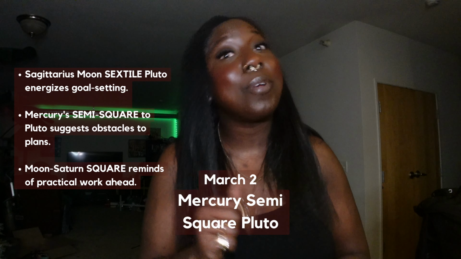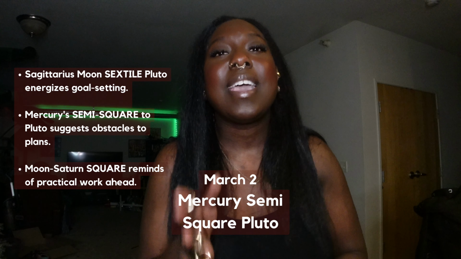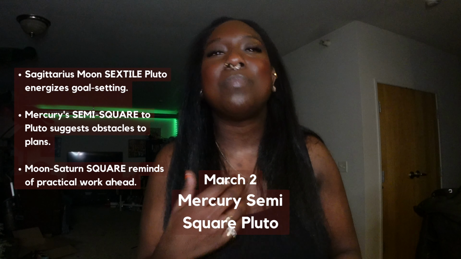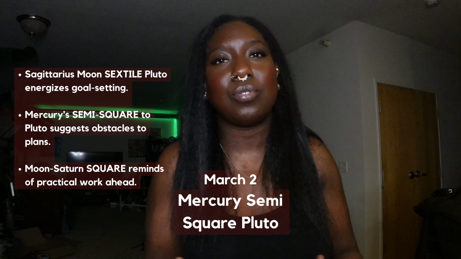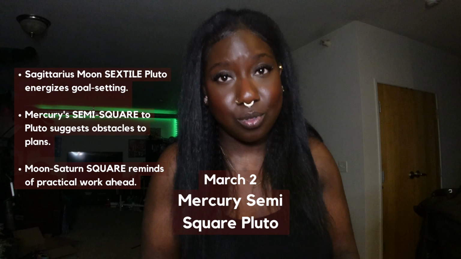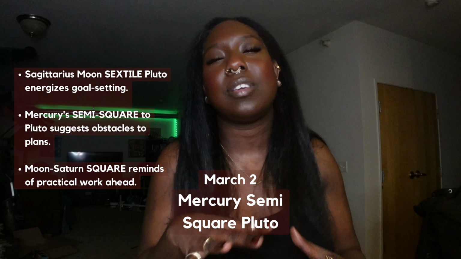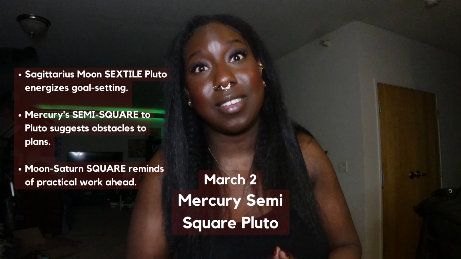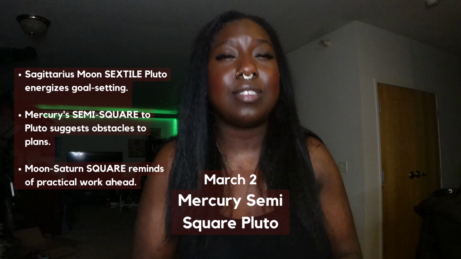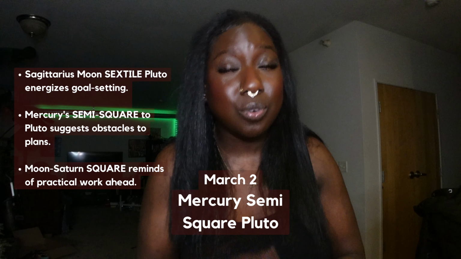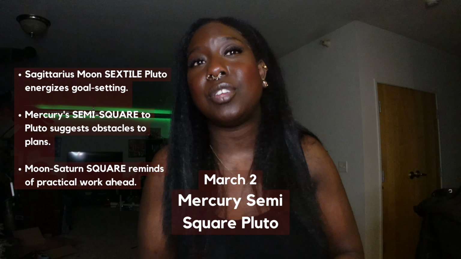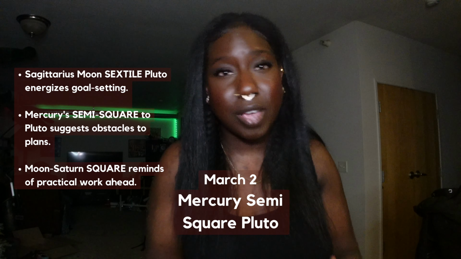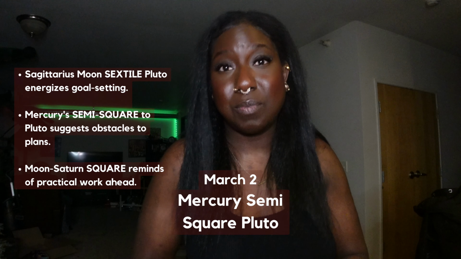That being said, Mercury is also in a relationship with Pluto, a semi-square, and so we might run into some tensions or obstacles with other people as we go after those goals. So just be attentive of who you're working with and what's being said and done. The day does end with a Moon-Saturn square, so pretty intense energy, reminding us of all the practical work and responsibilities that still need to be met.